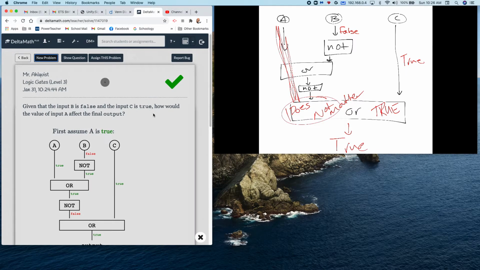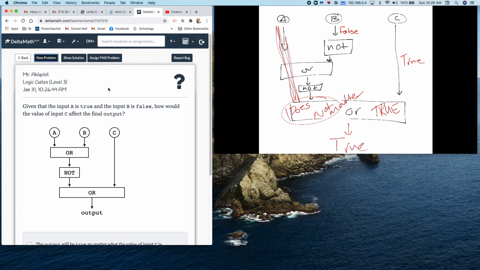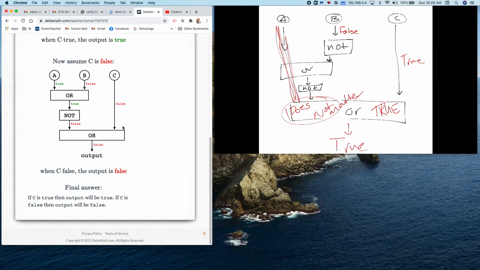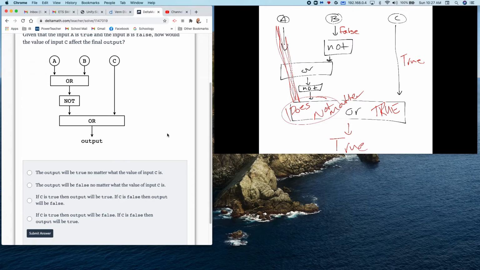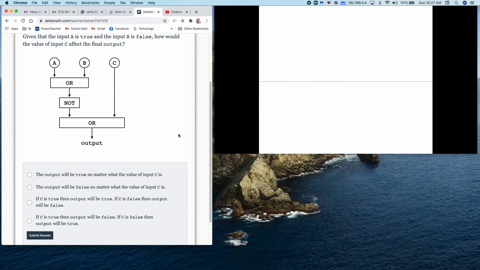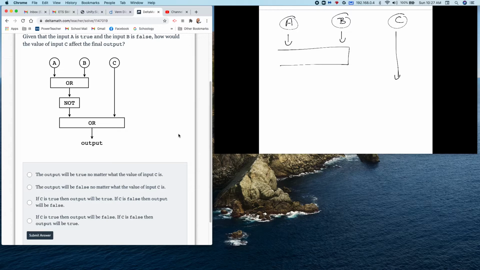So let me see if I can find one that's going to be a little bit different. I might look at the answer here just so I don't have to figure it out. This is a perfect one. Okay, so let's take this one. Let's do this one together, and then I'll give you a chance to try some on your own and see how you do. Okay, so we got A, we got B, and we got C. And going down here, we got an OR statement coming off of here, and we got a NOT statement coming out of here. And then we finish off with an OR.